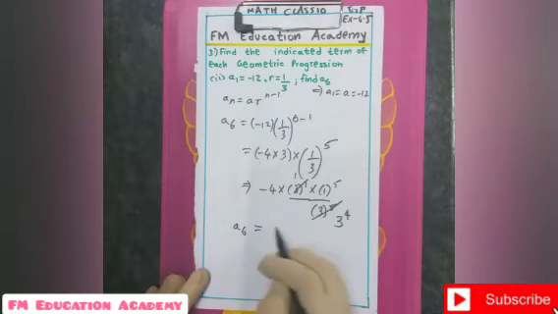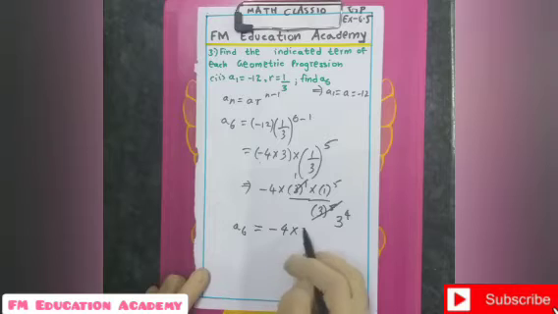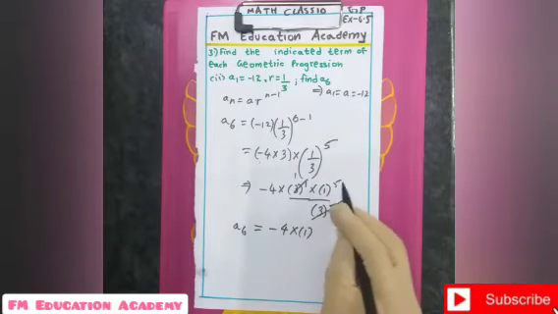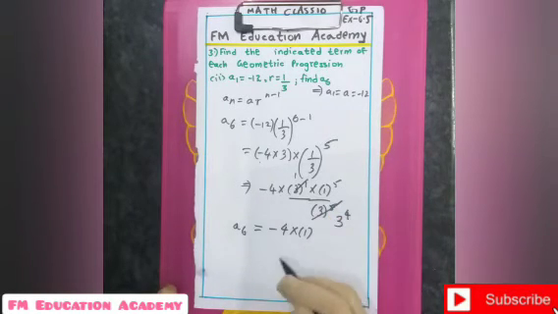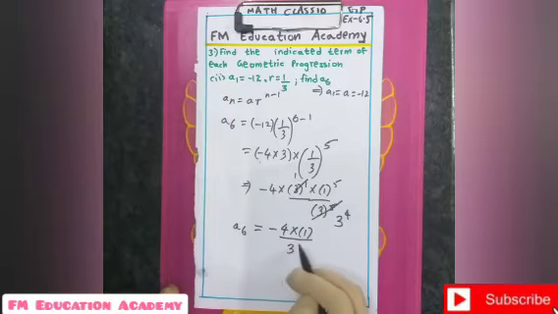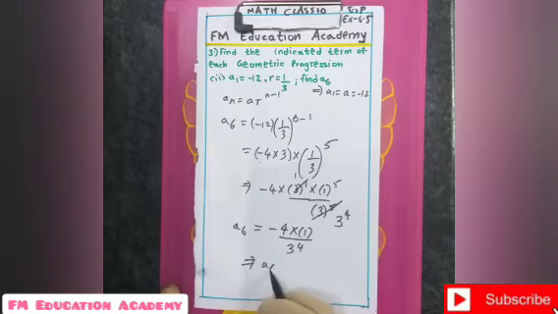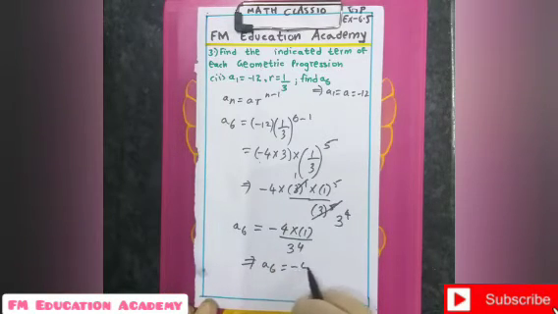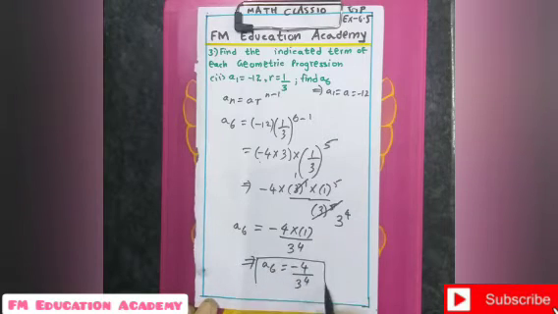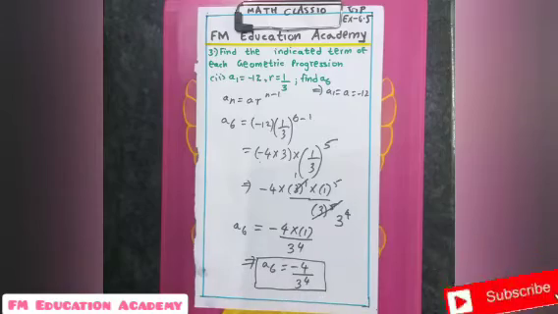So my a6 is minus 4 into 1 power 5, which is 1. 1 into 1, how many times we multiply, we get the number as 1 only. So minus 4 into 1 by 3 power 4. So 6th term a6 is equal to 4 1s are 4, and here I have minus. So minus 4 by 3 power 4. This is my 6th term. Hope you have understood this.